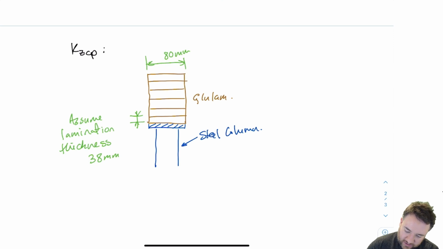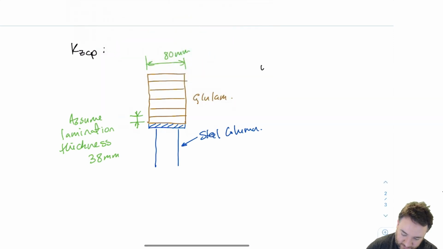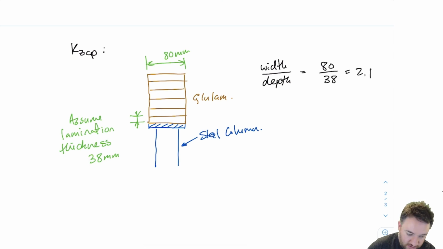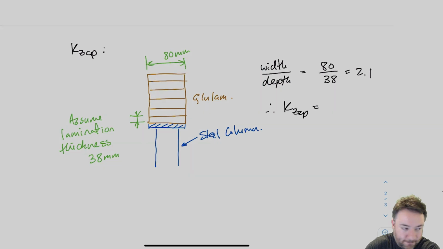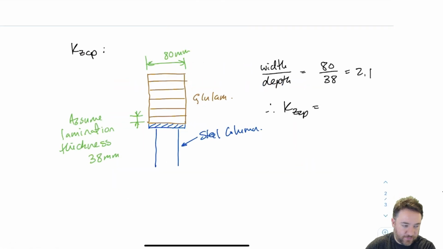So that's the number that we're going to use when we calculate the width to depth ratio in order to determine our size effect factor. So width to depth in this case is 80 divided by 38, which equals 2.1. So therefore our KZCP equals, it's 2.0 or more. So therefore our KZCP equals 1.15.